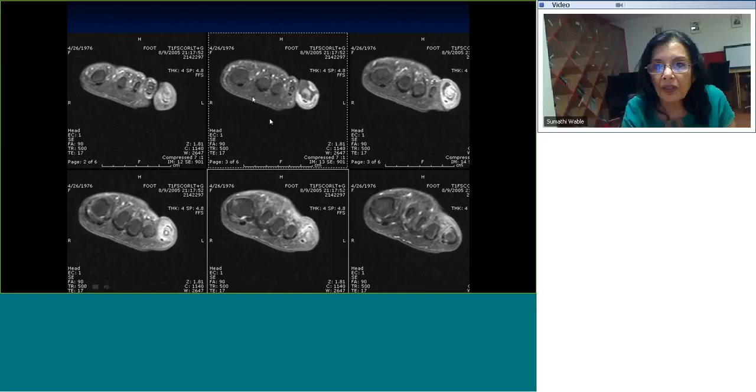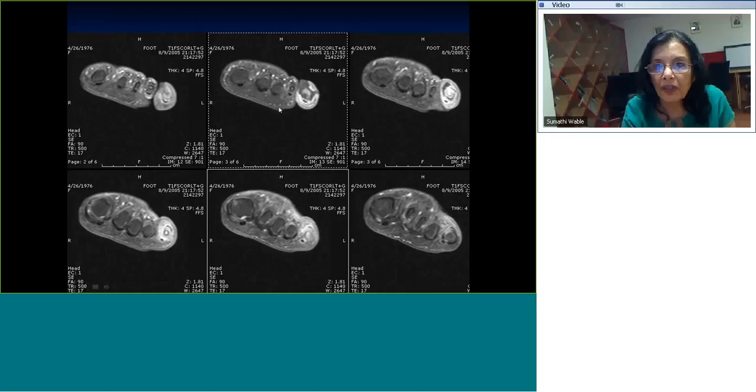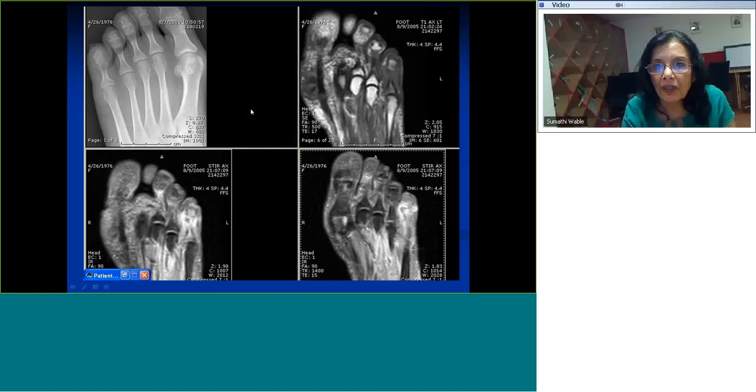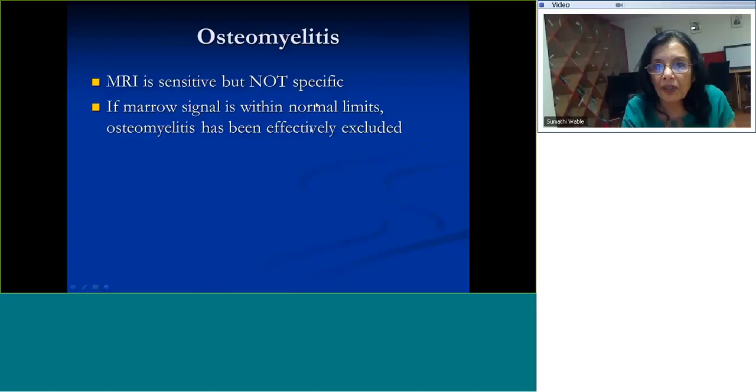However, need to keep in mind, especially now, because of NSF, you do not want to give contrast in many of these diabetic patients where creatinines are, their GFRs are low, around 30 or 35. Many of these patients do not get contrast, so you may have to rely just on the non-contrast enhanced images in order to diagnose osteomyelitis.